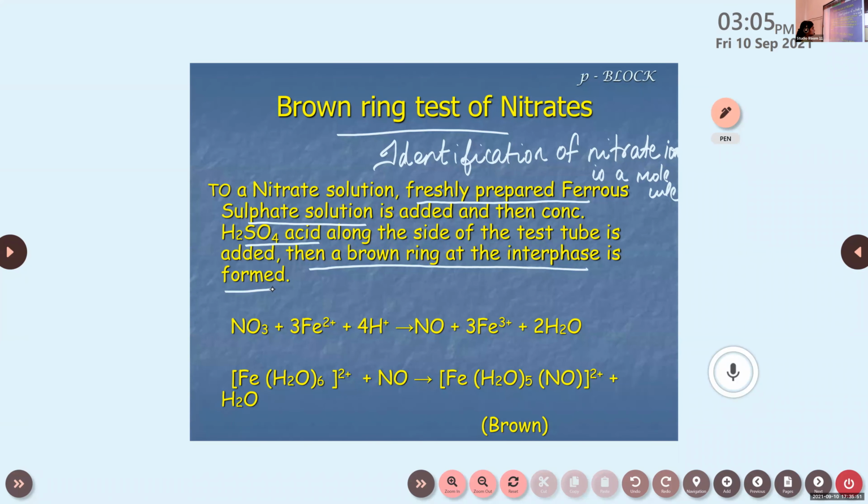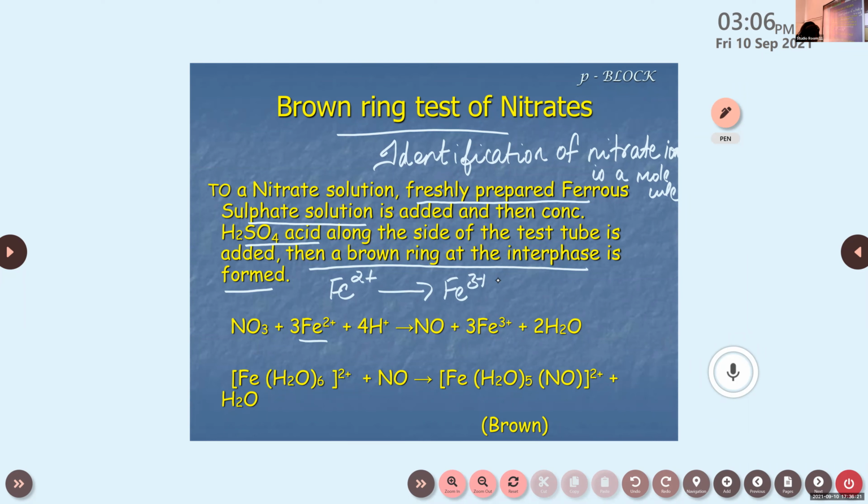And here, this is the chemical reaction that takes place. Fe2+ is converted to Fe3+. Through this, the Fe2+ has a capacity to reduce the nitrate to nitric oxide.